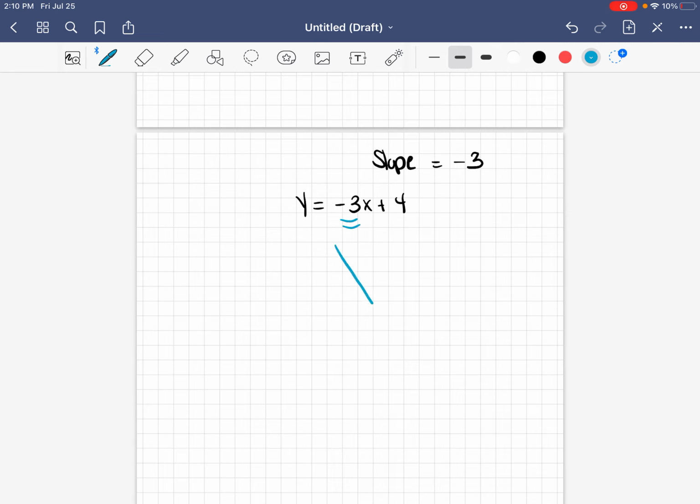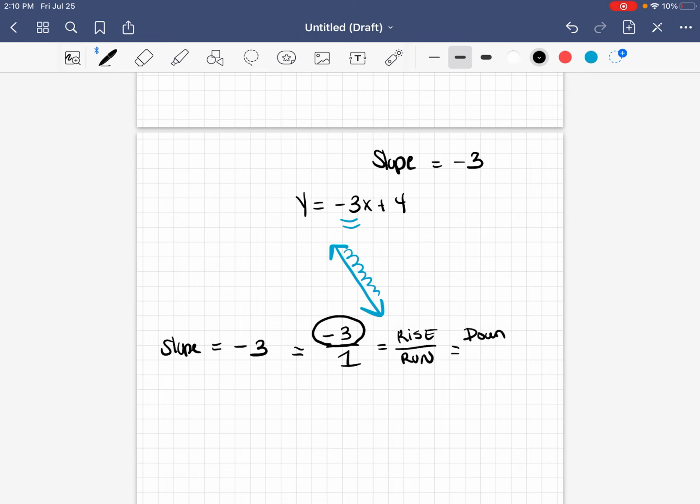Because it's a negative number, I already know that my line is going down, like going down a hill. So I already kind of know what my line will look like. I'm going to write my slope is equal to negative 3. But I like to write it as a fraction, negative 3 over 1. I know that the saying rise over run is a thing, so I'm going to write that down, and then write what that means. Because the top is saying negative 3, instead of going up 3, we're going down 3.